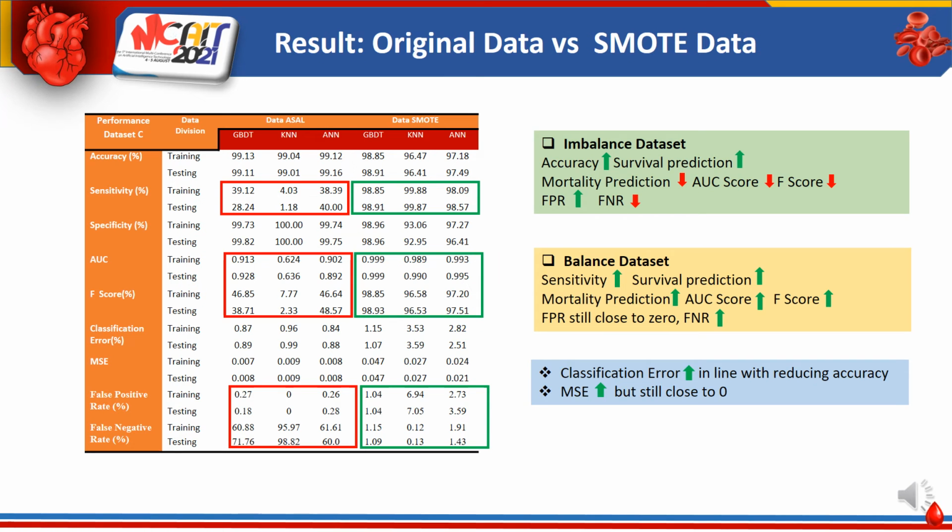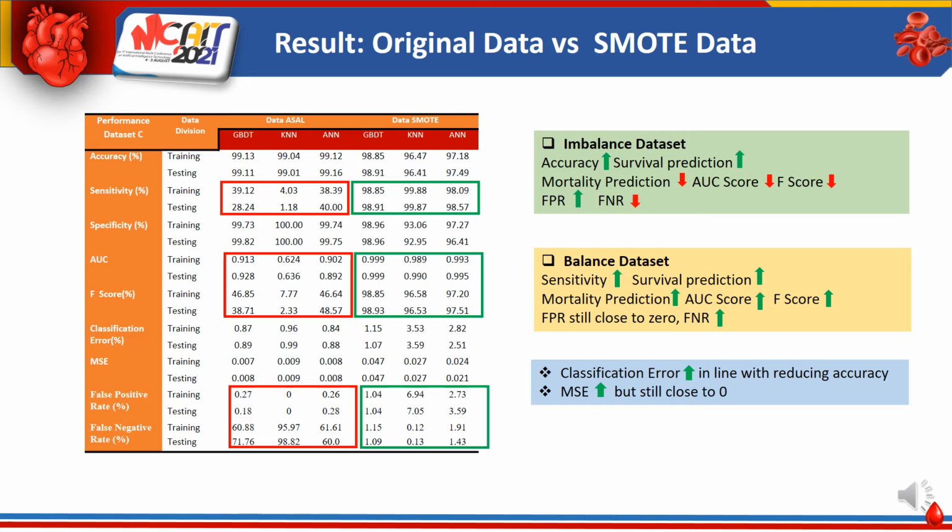Overall, for the imbalanced dataset, there is high performance on accuracy and survival prediction, and low performance on mortality prediction, AUC score and F score. Good performance for false positive rate, but instead poor for false negative rate.